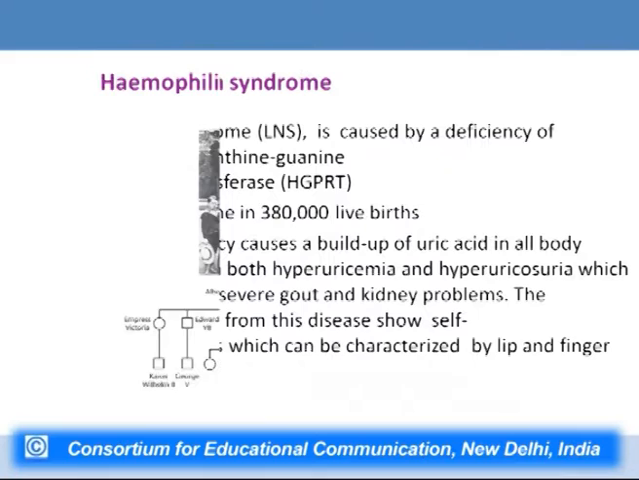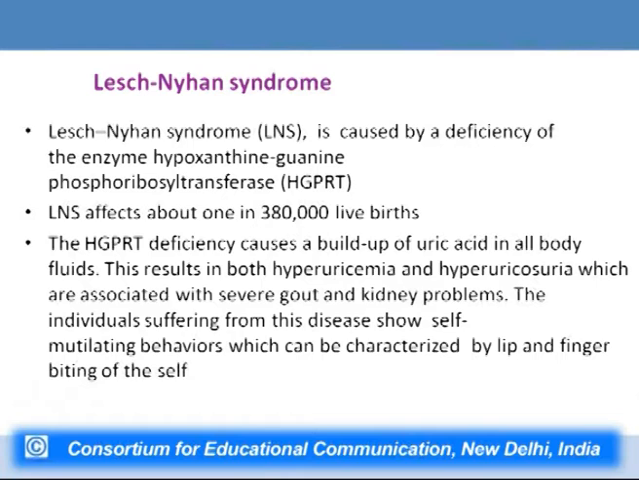Another X-linked disease is Lesch-Nyhan syndrome, which is caused by a deficiency of the enzyme hypoxanthine guanine phosphoribosyl transferase, and it occurs in about 1 in 380,000 live births. The deficiency of this enzyme causes a buildup of uric acid in all body fluids, which leads to hyperuricemia and hyperuricosuria, which are associated with severe gout and kidney problems. Individuals suffering from this disease show self-mutilating behaviors, characterized by lip and finger biting of the self.